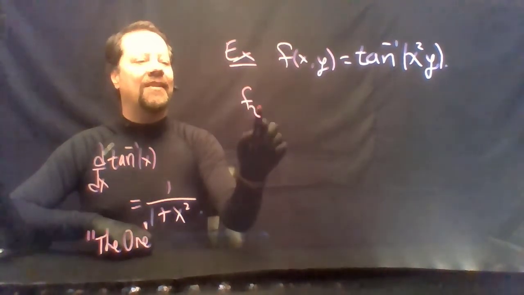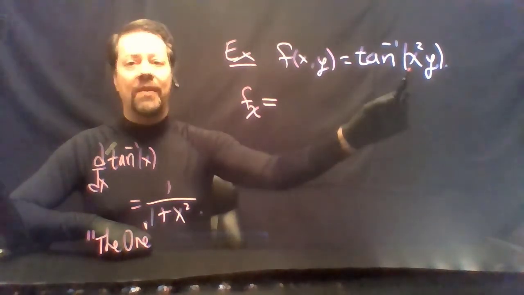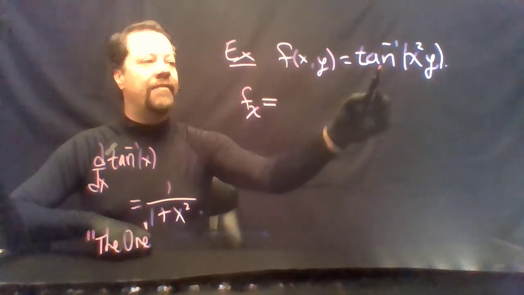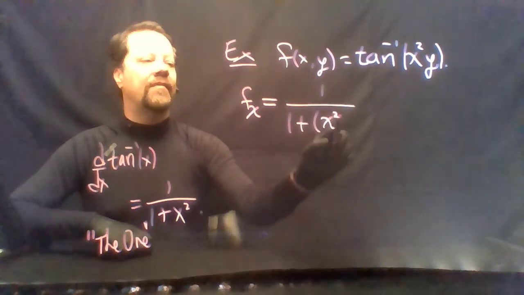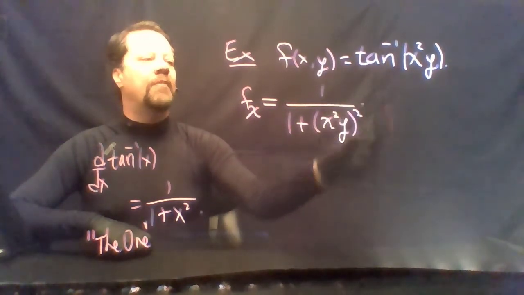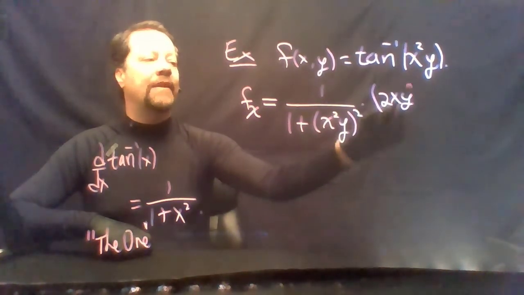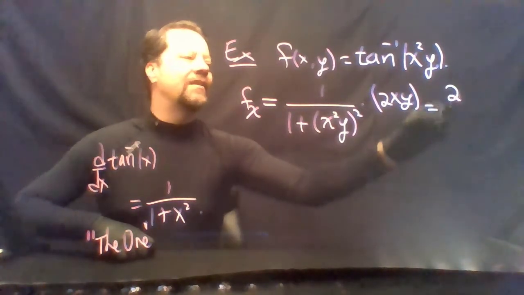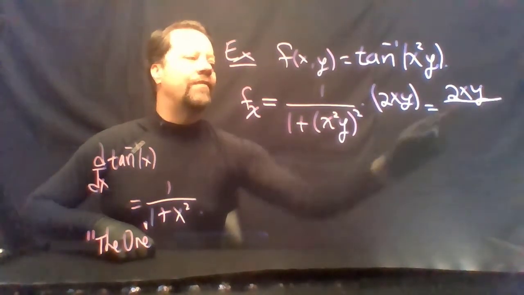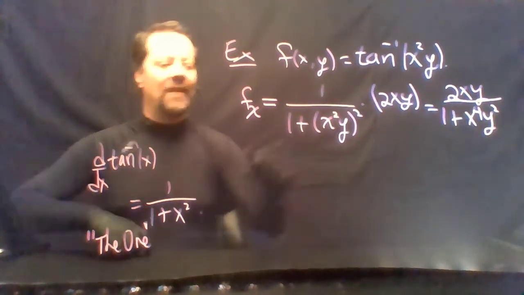So let's calculate the partial derivative with respect to x. This is going to involve the chain rule. The derivative of arctan is 1 over 1 plus quantity squared, but you must multiply by the derivative of the inside with respect to x, so you hold y constant. So we get 2xy over 1 plus x to the 4th y squared.